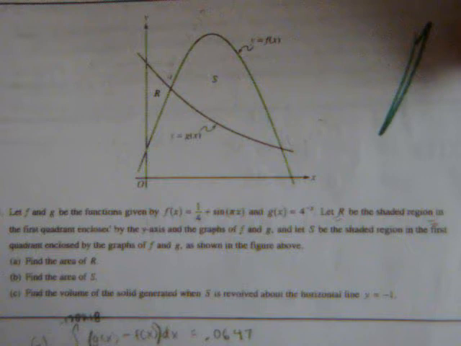Let f and g be the functions given by f of x equals 1/4 plus sine pi x, and g of x equals 4 to the negative x. Let R be the shaded region in the first quadrant enclosed by the y-axis and the graphs of f and g, and let S be the shaded region in the first quadrant enclosed by the graphs of f and g, as shown in the figure above. Find the area of R, find the area of S, find the volume of the solid generated when S is revolved about the horizontal line y equals 1.